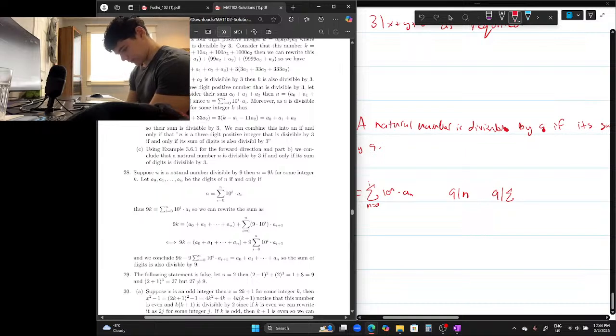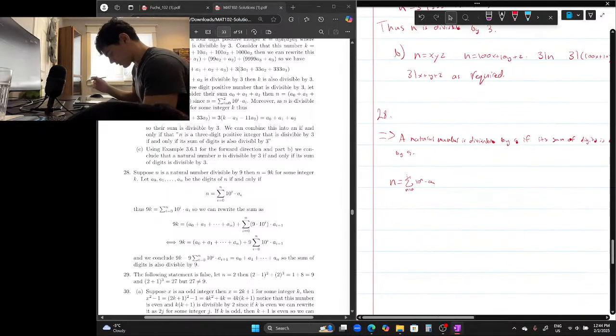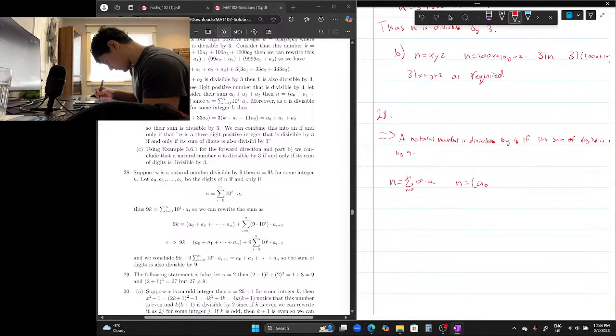Plus 9. Okay, so basically it's literally the same thing as we had above, but now it's in sigma notation. We include 9k minus 9. Okay, so this is basically the same proof, but now it's in sigma notation. So this is n. We can rewrite n as the sum of its digits, right?